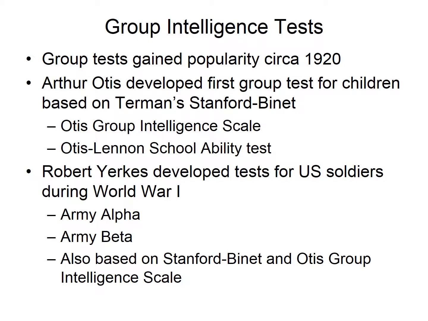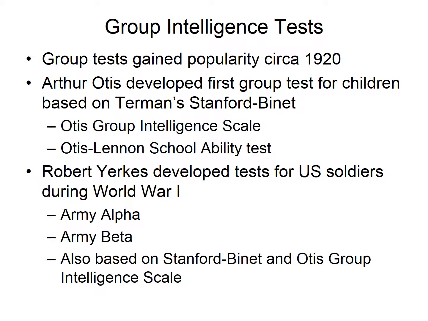So group testing is in contrast to most of what we talked about. A few of the intelligence tests that we talked about in the previous slides have a group version, but most of them are, again, intended for individual administration. Group tests gained popularity approximately in the 1920s, especially coming out of World War I. Arthur Otis developed the first group test for children based on Terman's Stanford-Binet scale. So again, the Stanford-Binet is an individually administered test. It is expected to be given by an actual test administrator. So Otis wanted to have a test that could be given to a bunch of kids at once and just score the test. And he came up with the Otis Group Intelligence Scale, which later became the Otis-Lennon School Ability Test.